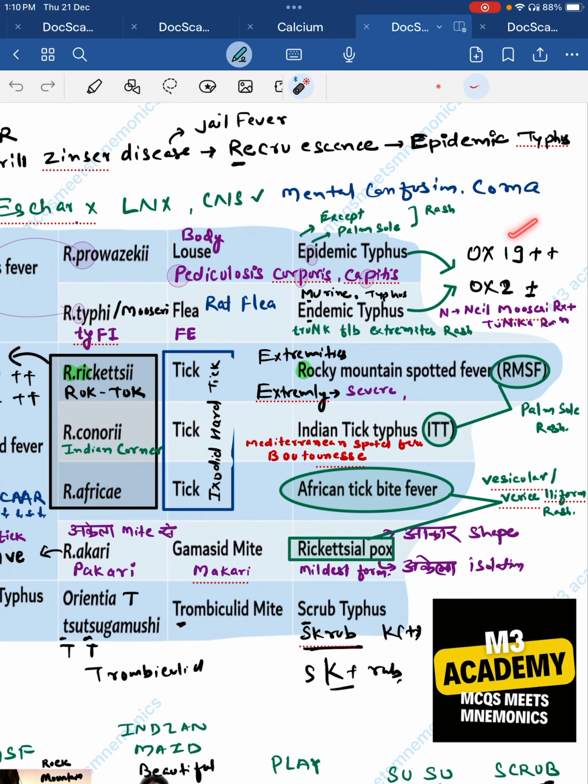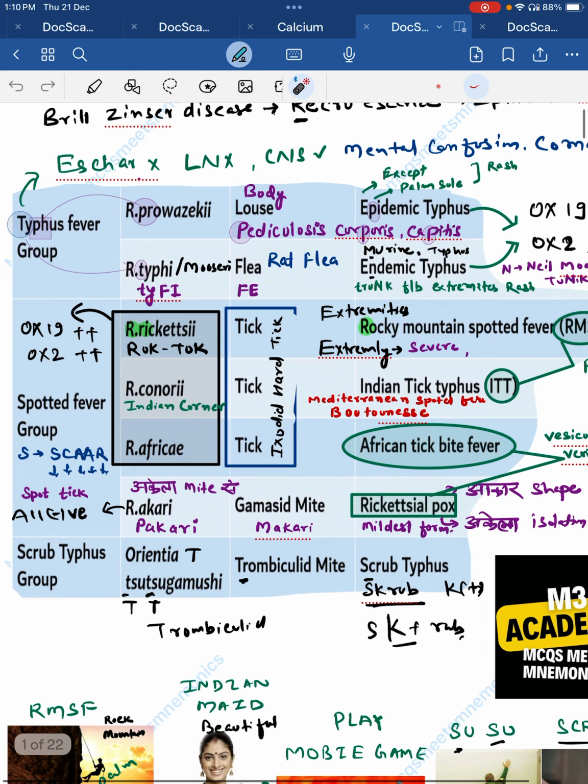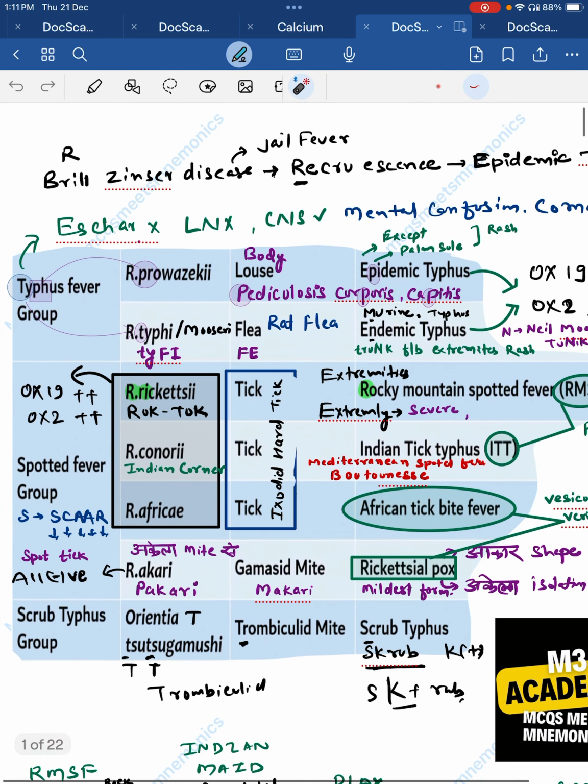In Weil-Felix reaction, there is OX19 positive, and OX2 sometimes positive, sometimes negative. So 19 is the top number in the Weil-Felix reaction, and as you saw in this table, the top position is held by the typhus group. So the top number 19 is positive. Is that clear?